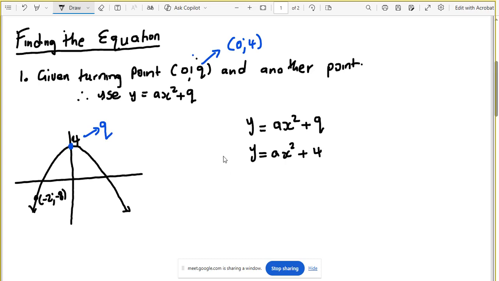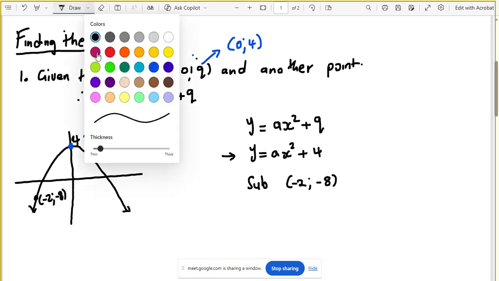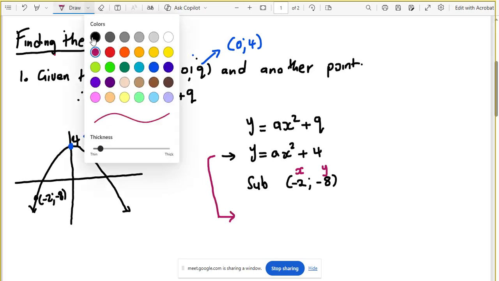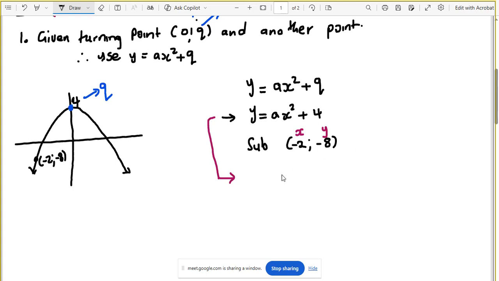Yes. Then after substituting that point, you can now substitute the coordinate -2 and -8. But you need to pay attention on the coordinates. This is your x and this is your y value. So on this equation, where there's x, you put -2, and where there's y, I'm going to put -8. This is equals to a, where there's x, we put -2 squared plus 4.